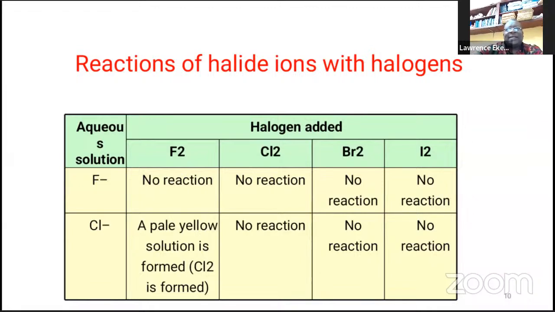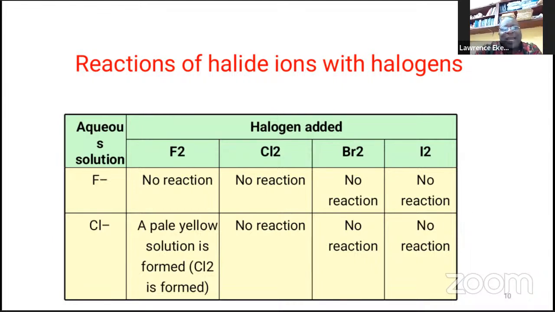The halogens are the diatomic molecules that I talked about, the F2, the Cl2, the Br2, and the I2. So in their elemental states, the halogens exist as diatomic molecules. Okay, but by the time they accept an electron to have a full octet, they become ions, and we call them the halide ions. So we are looking at reactions between the ions from the halogens and the halogens themselves.